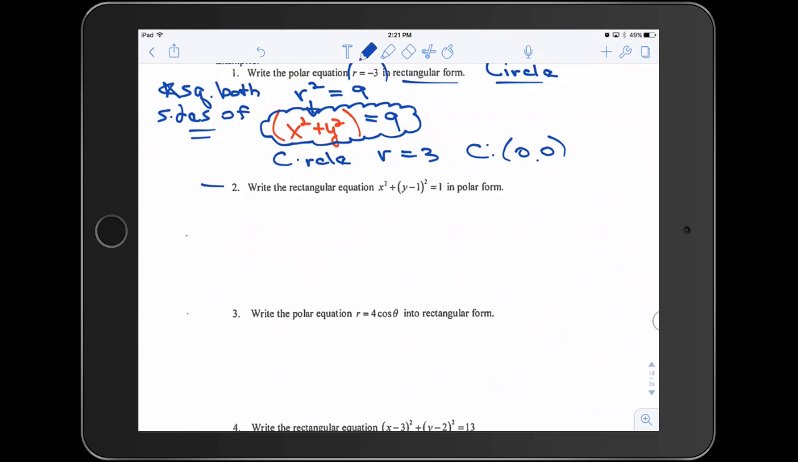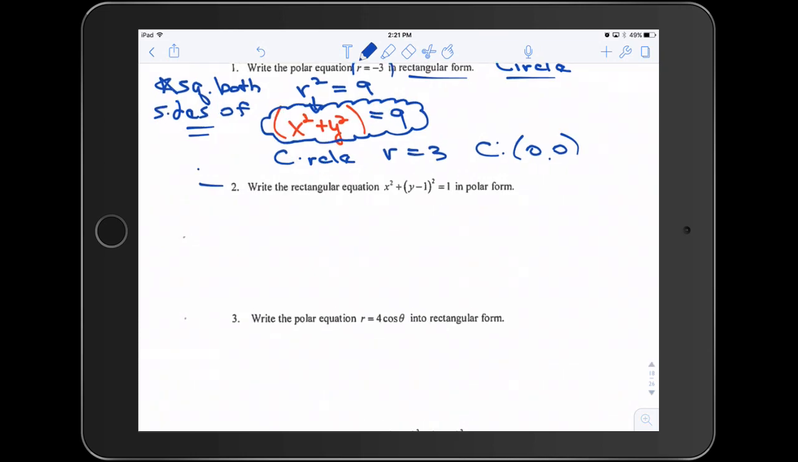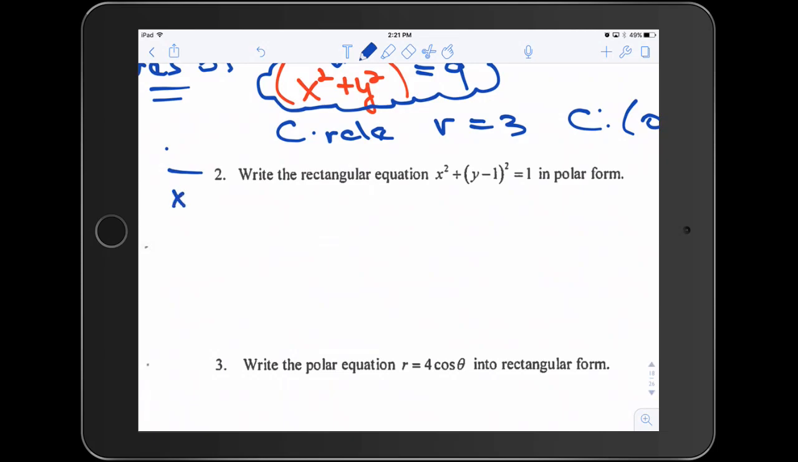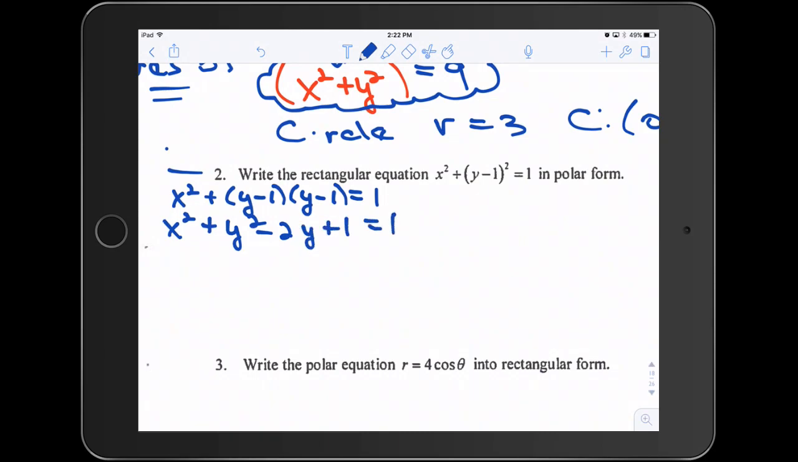The first thing I notice is I do have an x squared. I'd really like a y squared, and I do have that, but I need to expand this equation out. So I have x squared plus, and I'm going to write y minus 1 times y minus 1, because that's the quantity squared, equals 1. I'm going to use extended distribution, or if you like to call it FOIL. I have y times y, which is y squared, negative 1y twice, which gives me negative 2y, plus 1 equals 1.